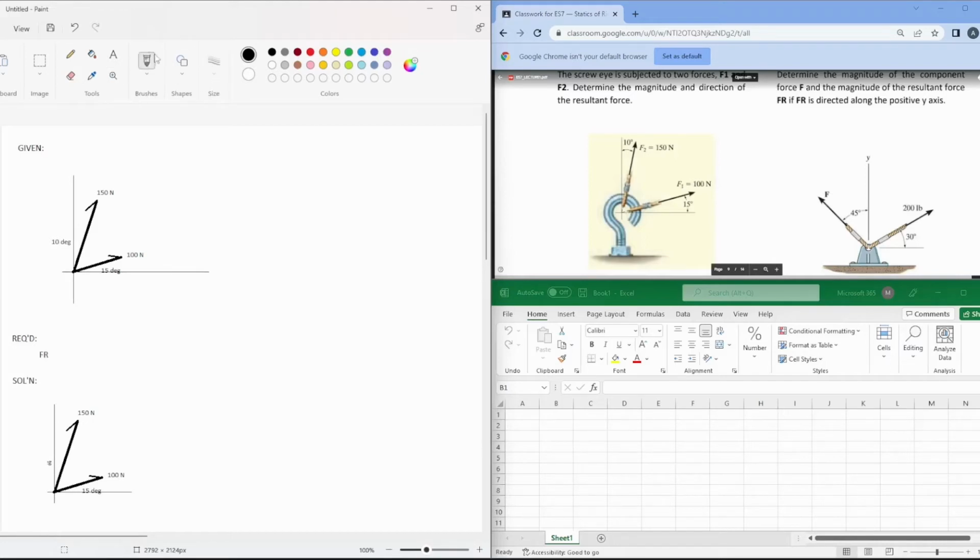So, gawa tayo ng line parallel doon and parallel dito. Okay, so the intersection, yun na yung magiging resultant natin. O siya, diba? Yan. Siya si FR. So, let's write FR.